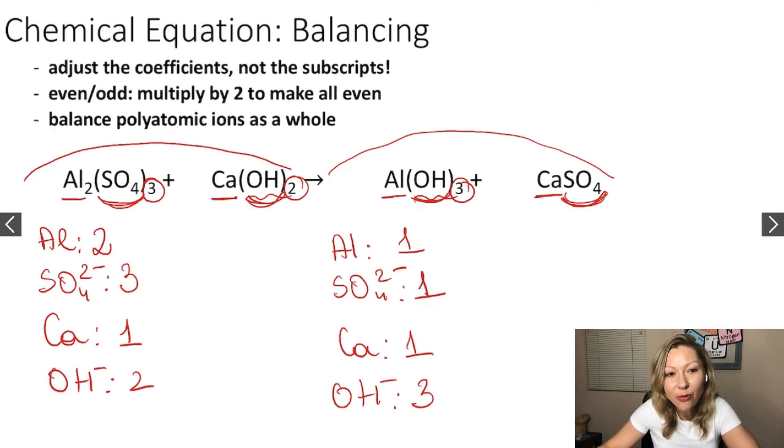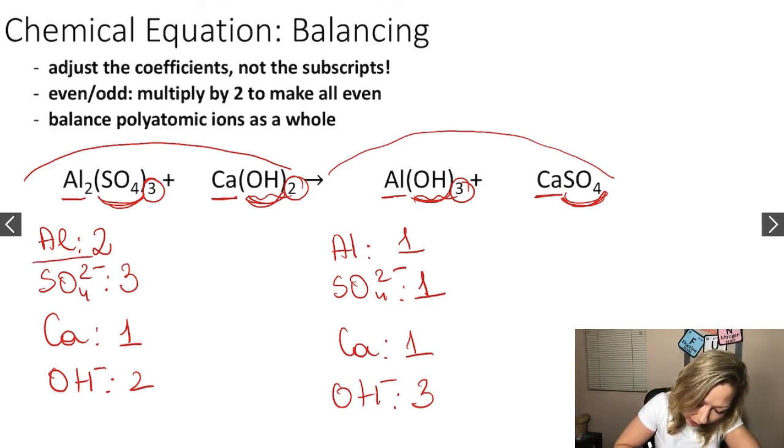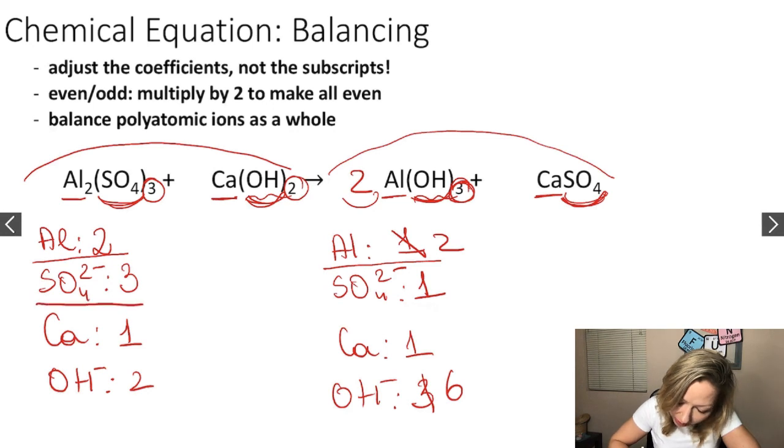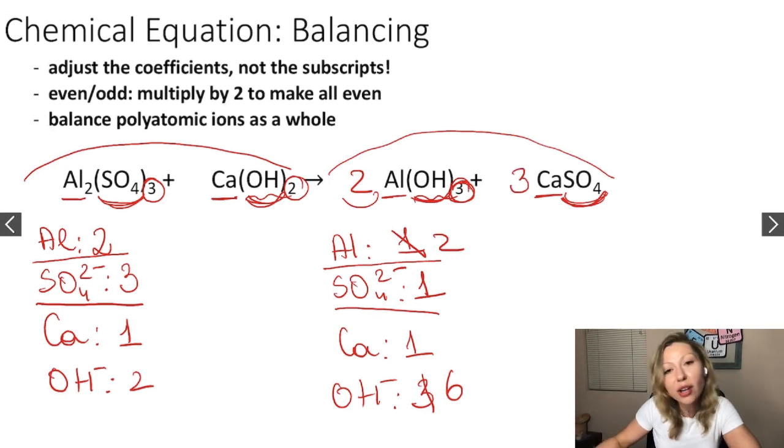Let's start on the top with aluminum. I have 2 on my reactant side, 1 on the product side, so I have to multiply this by 2. If I do that, my aluminum will change to 2, but my hydroxide ions, 2 times 3, are also going to change to 6, right? Okay, so let's take a look at the sulfate ions. How many do I have here? So I have 3 and 1. In order to account for that, I have to multiply that by 3 on my product side.